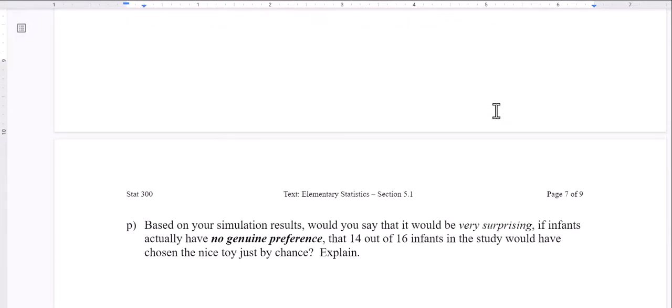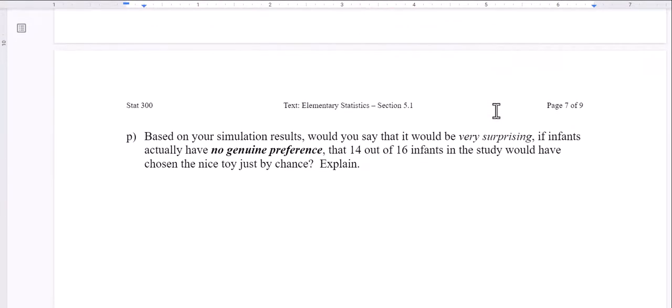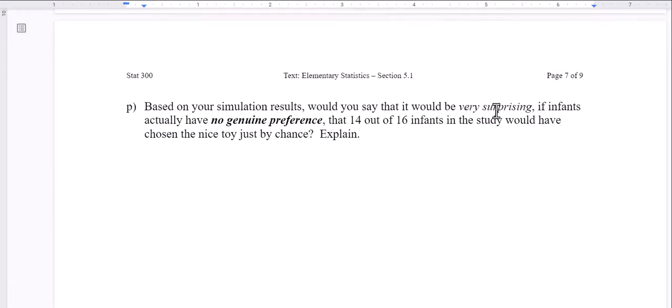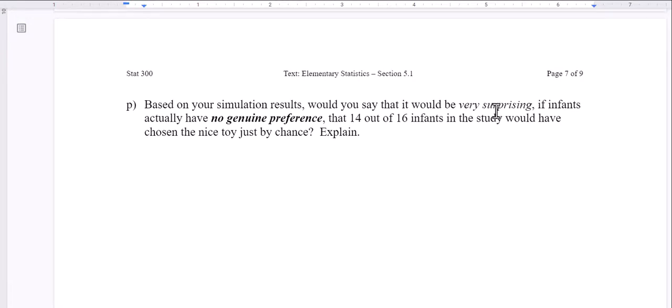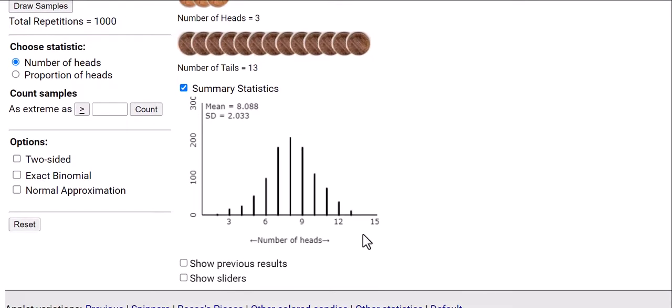So now based on our results, would you say that it will be very surprising if infants actually have no preference? That 14 out of 16 infants in the study will have chosen the nice toy just by chance? No, right? Look at our 1,000 repetitions here. There wasn't even anything after that, probably 13. So you may have had something over here. So pay attention to that.